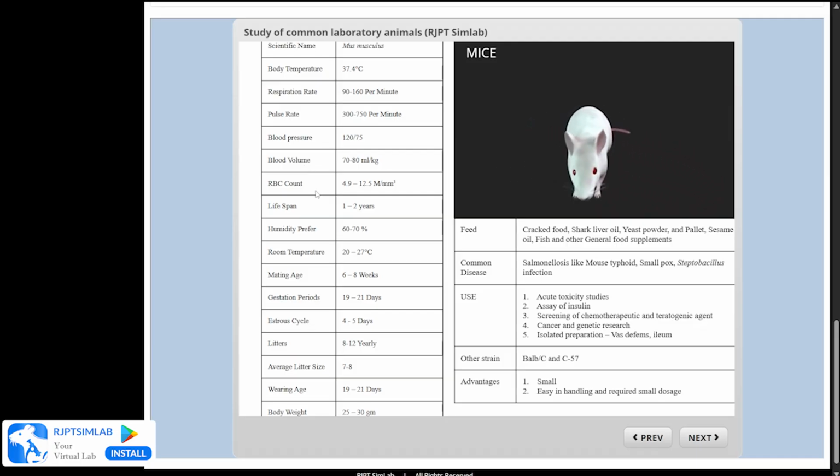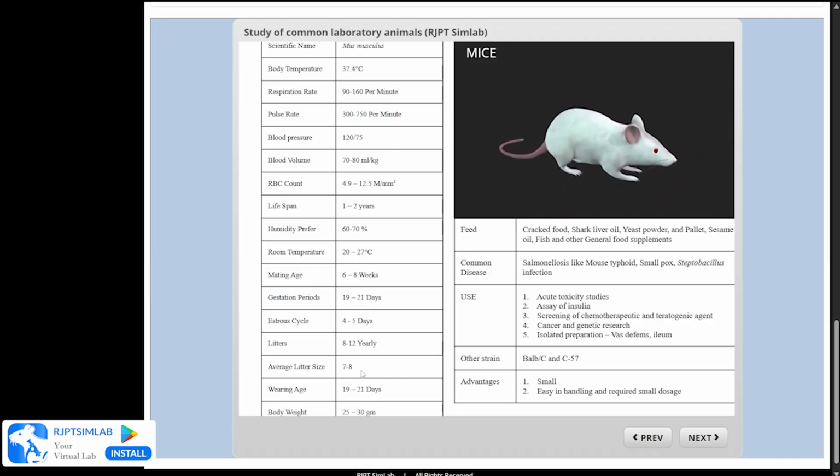The red blood cells count is 4.9 to 12.5 million per mm cube. The lifespan of a mice is 1 to 2 years. The preferable humidity is 60 to 70%. Ideal room temperature is 20 to 27 degrees Celsius. And the mating age is 6 to 8 weeks. The gestation period is of 19 to 21 days. Estrous cycle is of 4 to 5 days of this mice. The litters, or offspring, that it can produce is 8 to 12 offsprings yearly.